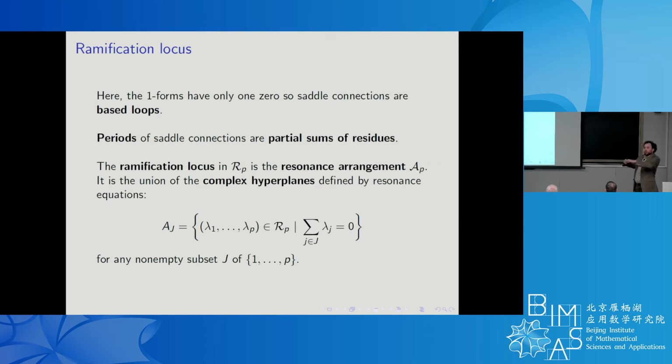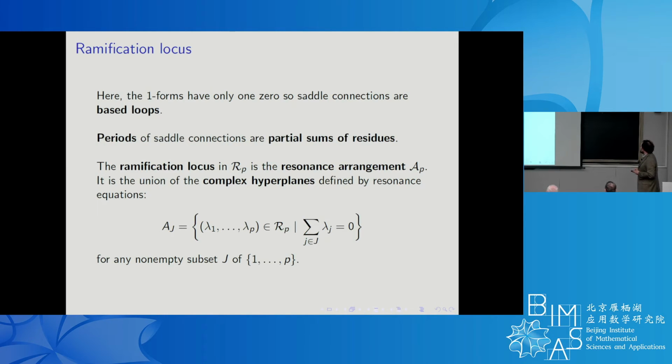In other words, the space of possible configurations of residues, the base of our isoresidual fibration, is a very simple complex vector space that contains the so-called resonance arrangement, a complex hyperplane arrangement defined by the vanishing of every possible partial sum of residues. And it will be the ramification locus of our isoresidual fibration. So the idea is that our stratum or moduli space is quite simple to describe. It depends only on the number of poles. Downstairs on the base, it is a complex vector space with this arrangement that is not quite easy to understand. We know almost nothing about it, but it depends only on the number of poles. It does not depend, for example, on the degrees of the poles.